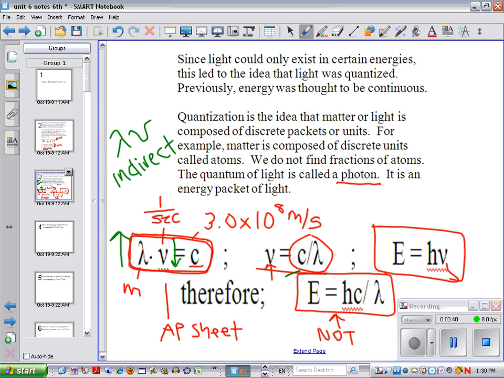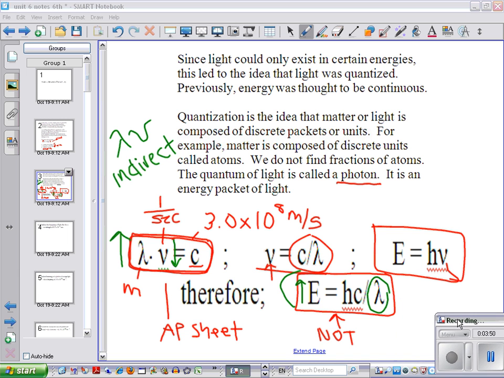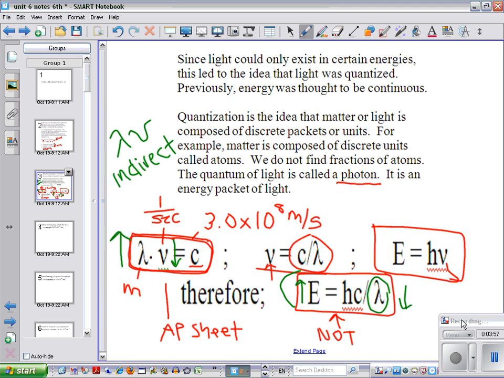If we look at our combined equation down here, we can also find a relationship between energy and wavelength. As energy increases, what's going to have to happen to wavelength, which is located in the denominator of this equation? It's going to have to decrease, because when you're dividing by a number that's smaller, you're making the entire number bigger. So this is also indirectly proportional.